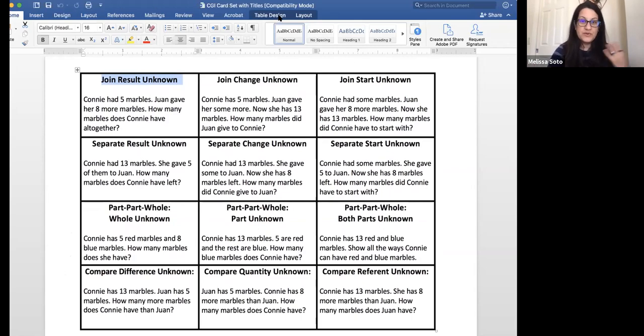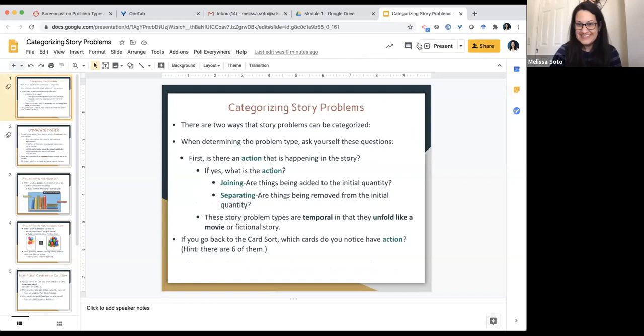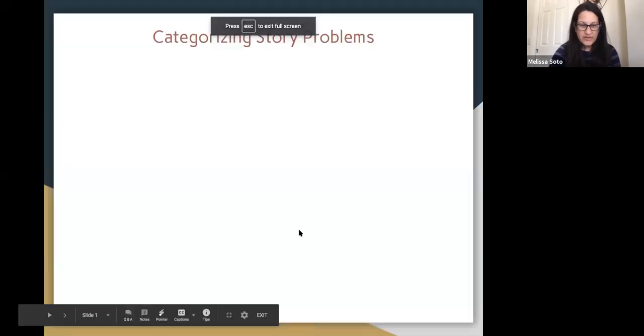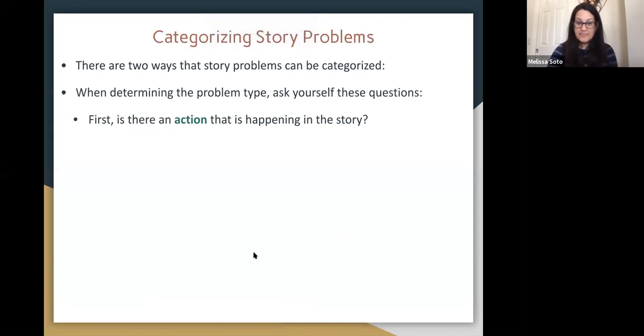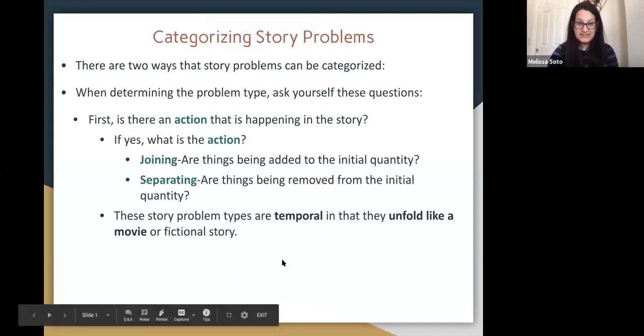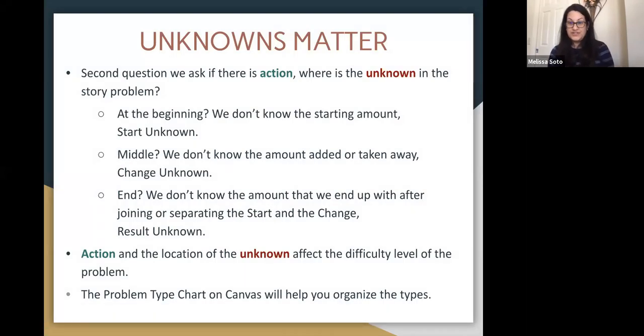But again, if we go back to our PowerPoint, the 2 questions that we ask: is there an action? And if there is an action, we ask, is it joining or separating? And then our second question we ask is, where is the unknown? So is the unknown at the beginning, the start? Is it in the middle, the change? Or is it at the end, the result?